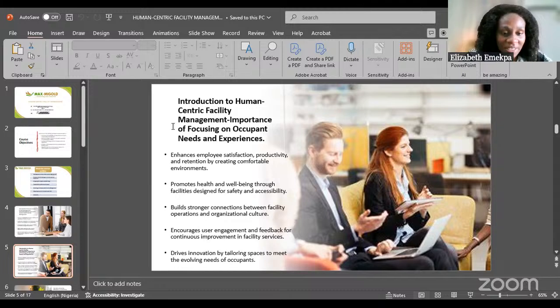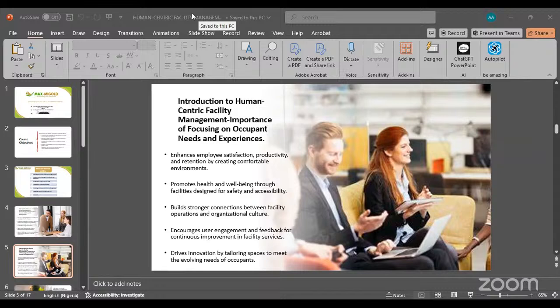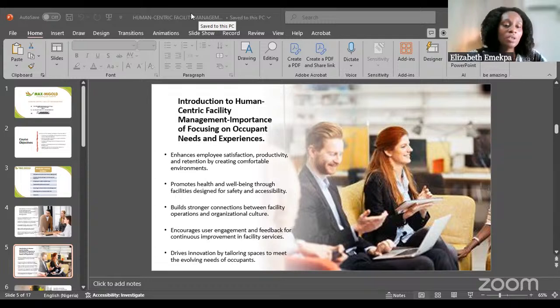Drive innovation by tailoring space to meet the evolving needs of occupants. The occupants' needs are always paramount, okay? It's always what they want, what needs to be done. So if we have our customers, and we are giving them our best, they would be happy. You will be on good terms with them, and you have more jobs.